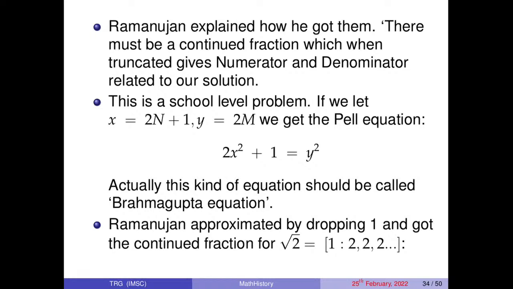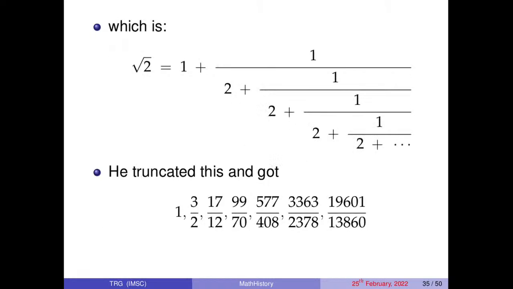Actually, this kind of equation should be called the Brahmagupta equation, and the solution for that Ramanujan obtained very, very interestingly. He is a physicist, in my opinion. He dropped that 1, because if x and y are large, let me drop 1. Then it says 2x squared is equal to y squared. So y by x is the square root of 2. So let me write the continued fraction for the square root of 2, which I have written down here.